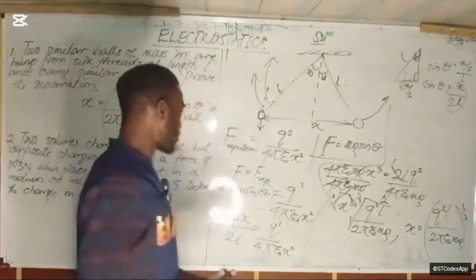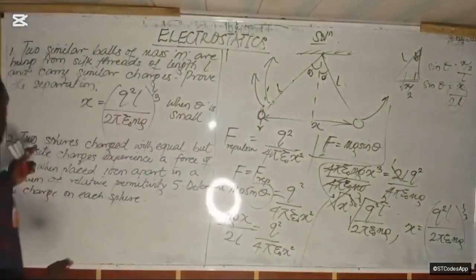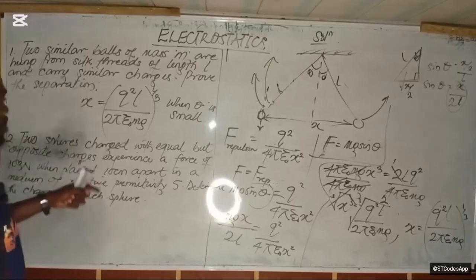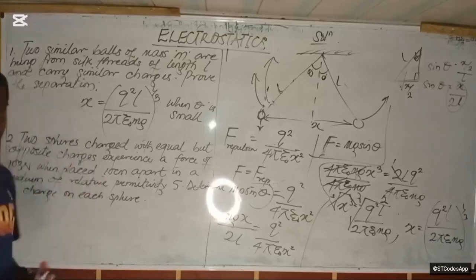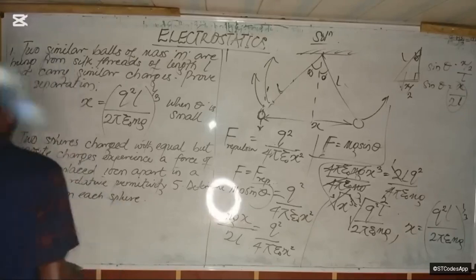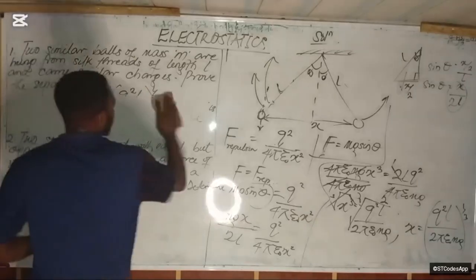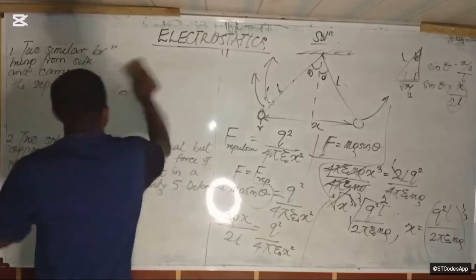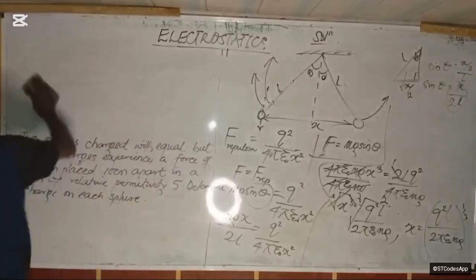Okay, the second one looks quite simple. It says two spheres charged with equal but opposite charges. So if they are equal but opposite, that's attraction, right? The force of attraction.